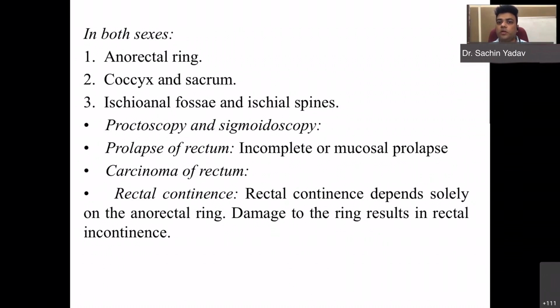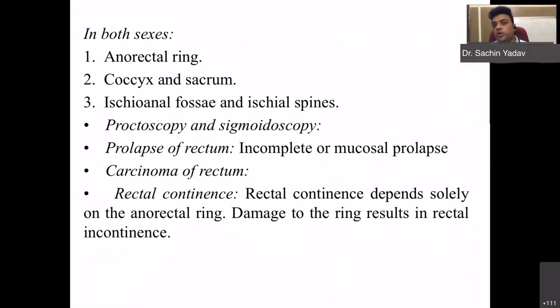Okay. Then proctoscopy and sigmoidoscopy. What is proctoscopy? There is the proctoscope. It is a probe which can be passed through the anal canal and the rectum, and we can see through that directly. And the sigmoidoscope is an endoscope which can be passed through the rectum, and then we can reach the sigmoid colon, and we can examine the interior of the rectum and the sigmoid also.